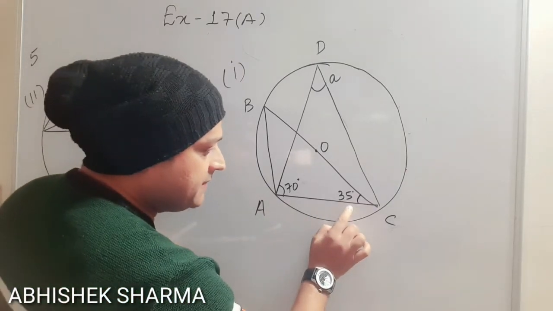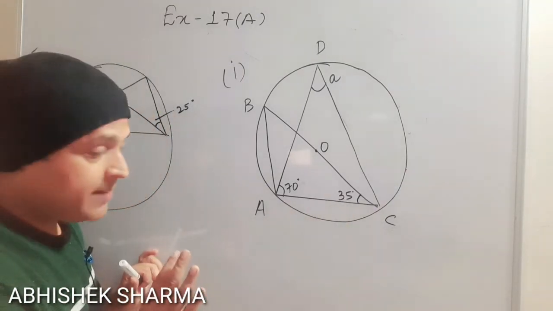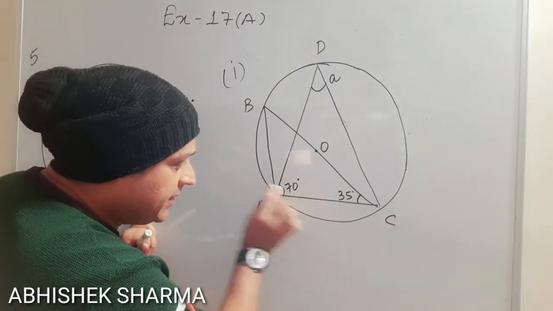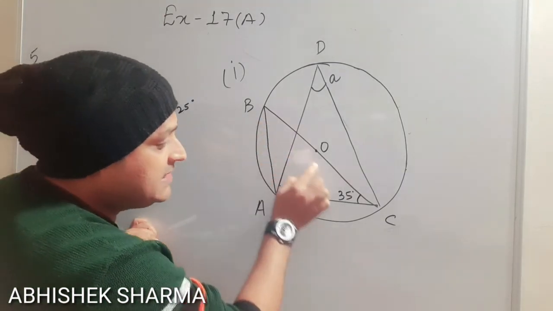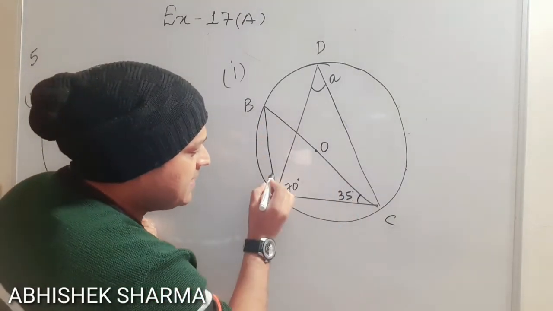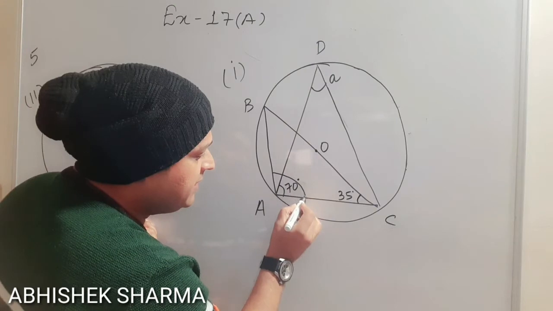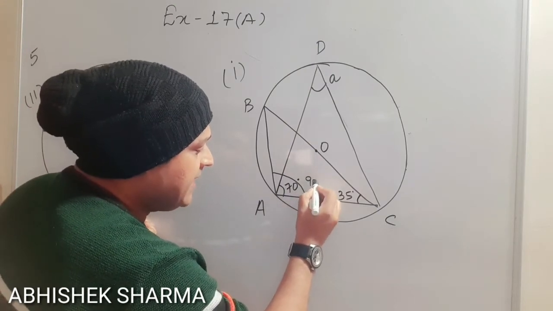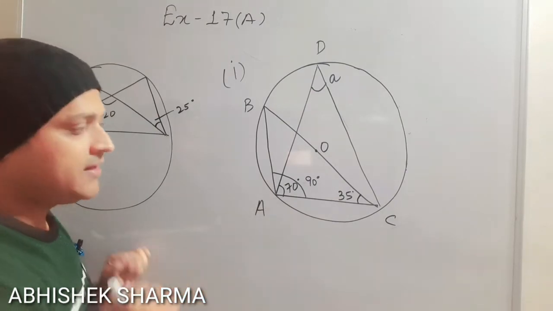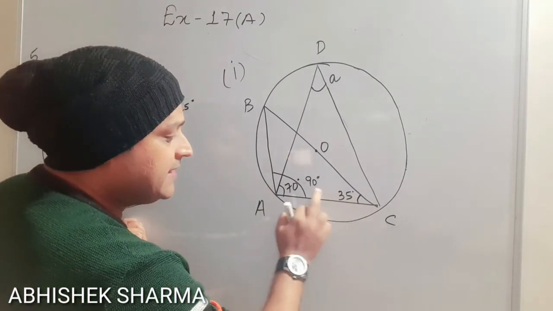So this is 35. Am I right? And that complete angle will be 90 degrees, because BC is your diameter. When BC is diameter, can I say this complete angle is your 90 degrees here? Yes, the angle at the semicircle is a right angle. So this is 35, that is 90.